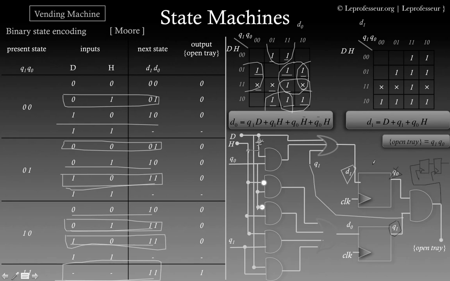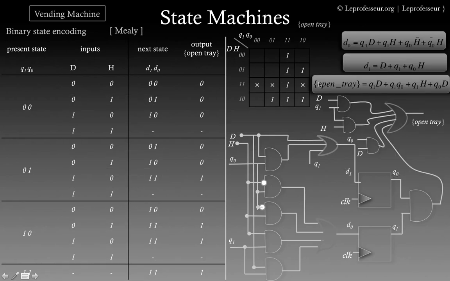Now that was the variant for the Moore machine. In the same way, we can design the Mealy machine. For this small vending machine example, the only difference is in the output for the Mealy machine. D0 and D1, all other states are the same for this example.